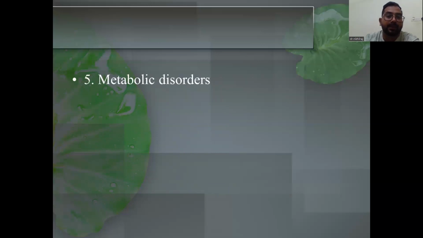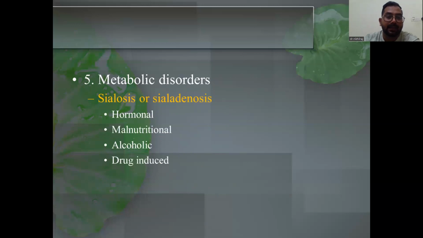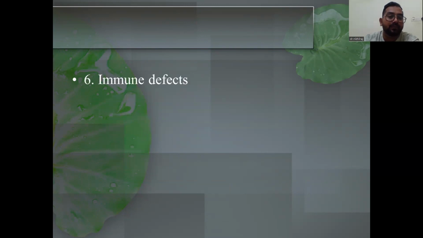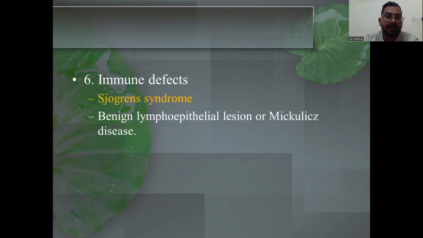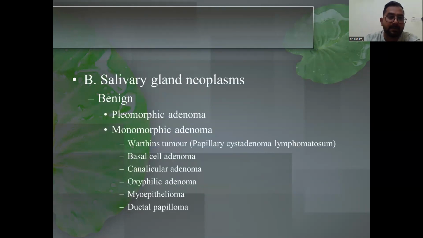And the fifth one is metabolic disorder. So basically, sialadenosis. Sialadenosis is basically categorized into hormonal deficiency, multinutritional deficiency, chronic alcoholism, and drug-induced metabolic disorder. The sixth one is immune defect. Basically, two immune defects, autoimmune disorders such as Sjogren syndrome and benign lymphoepithelial lesion or Mikulicz disease.